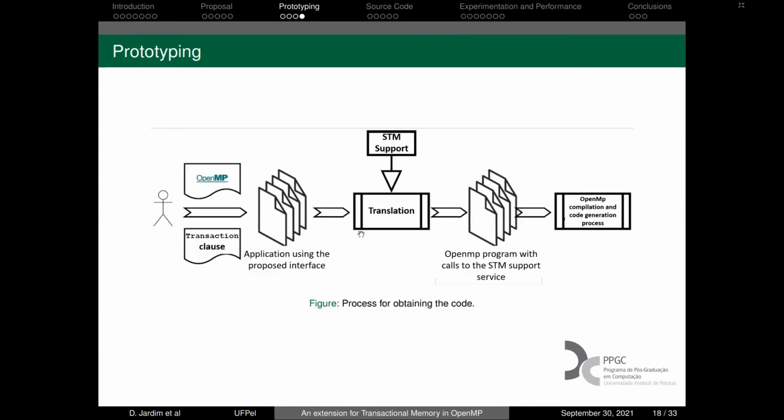Here we have a process of how to obtain the code using this proposal. We have first the OpenMP application with the transaction clause. Then there is a step of translation for the STM support that will result in an OpenMP program with calls to the STM support service. And after that is the compilation process. So this translation is a very important step.